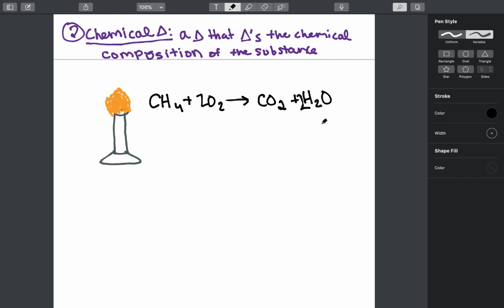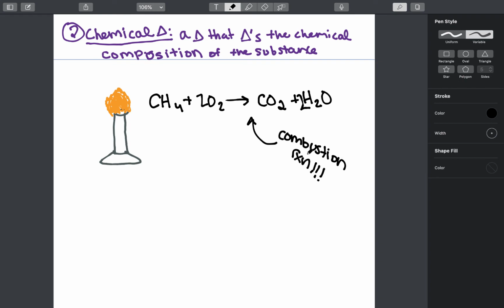So 2H2O. It's a combustion reaction. It's basically reacting methane with oxygen to form CO2 and water. So this is called a combustion reaction.